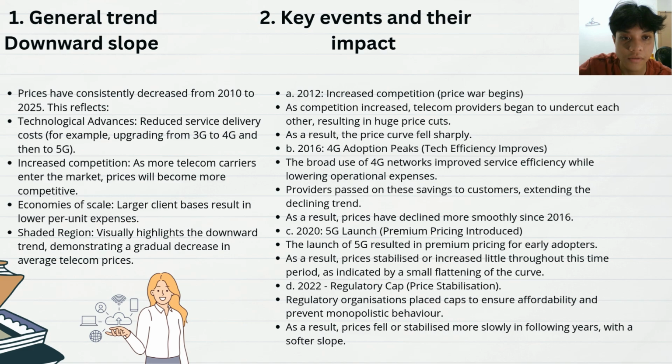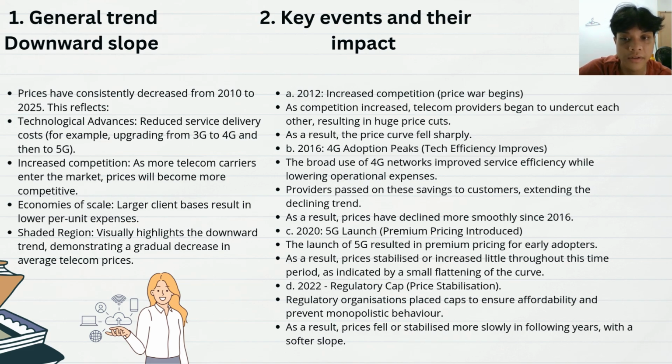Here is the further explanation. First, general trend downward slope. Prices have consistently decreased from the year 2010 to 2025. This reflects technological advances which will reduce service delivery costs. For example, upgrading from 3G to 4G and then to 5G.